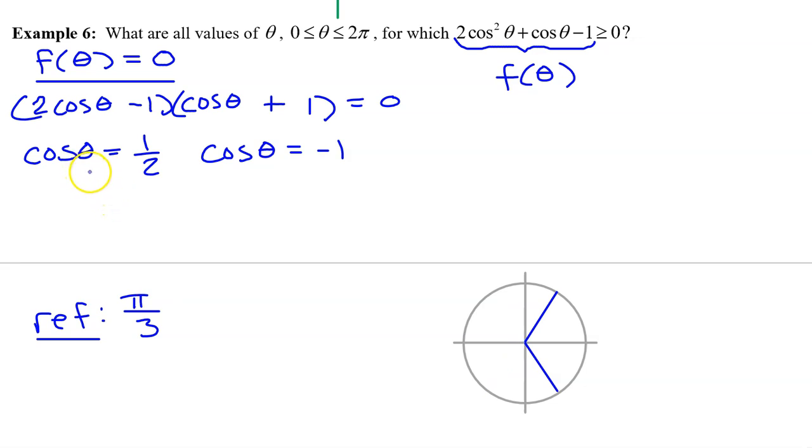Since we want cosine to equal positive 1/2, we will stick to the first quadrant and the fourth quadrant, where the x value, and thus the cosine, is positive. In the first quadrant, the angle that has a reference angle of pi over 3 is pi over 3 itself. So that's one solution. Theta equals pi over 3. We can think of 2 pi as 6 pi over 3. So this angle in the fourth quadrant is 5 pi over 3. That's another angle that will cause f of theta to equal 0.